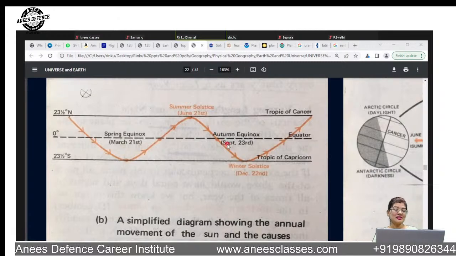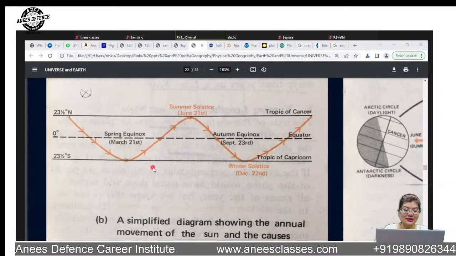Now, please mark that the sun is exactly overhead only once on the Tropic of Cancer, on June 21st, and exactly overhead on the Tropic of Capricorn only once, on the 22nd of December. And it is exactly overhead on the equator twice a year, so that would be March 21st and September 23rd. For all the rest of the latitudes also, the sun will be exactly overhead twice a year.